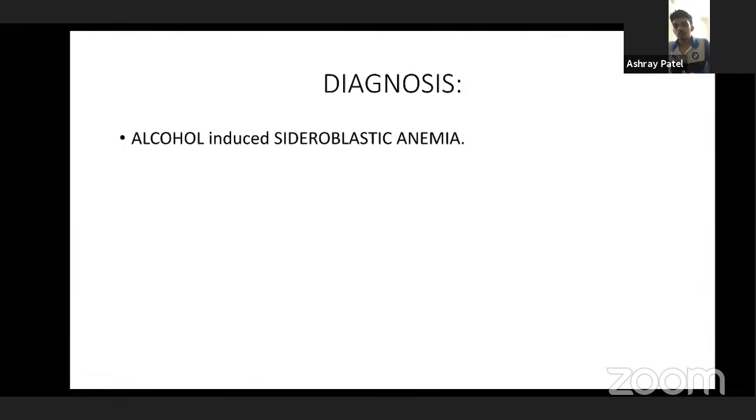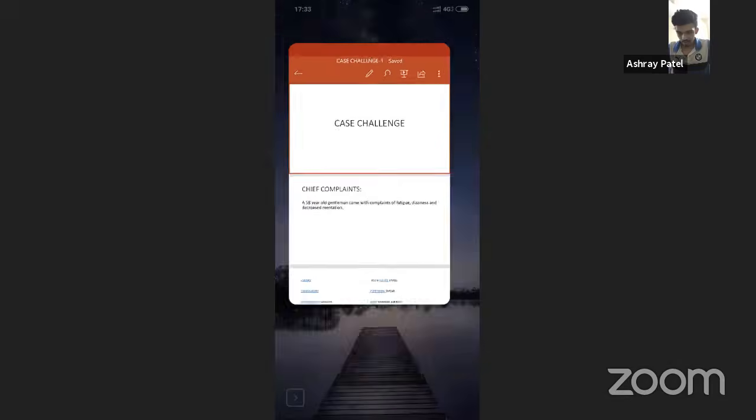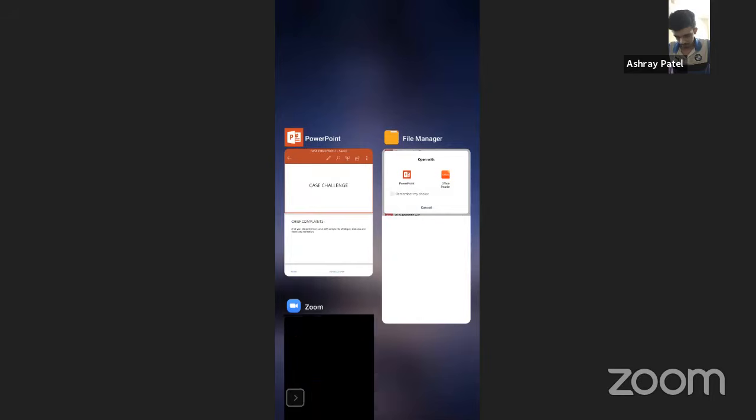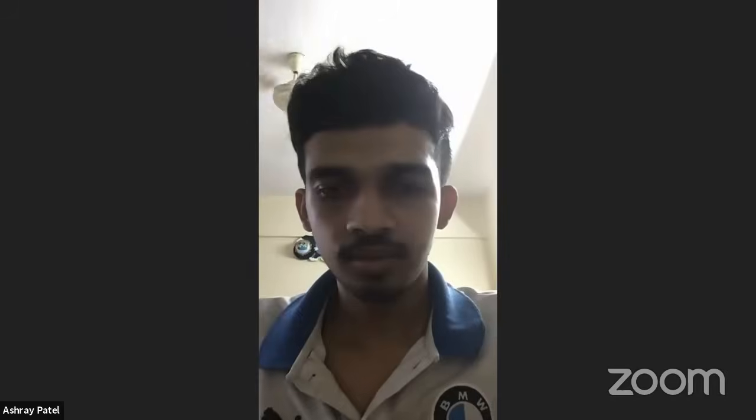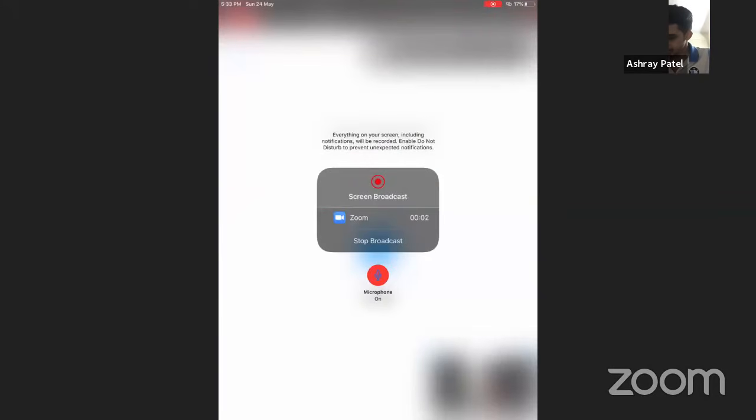So that was about how we approach a case. So let's now look at it in detail. Why altered mentation? It was just because he was under the influence of alcohol. Any doubts? No. So no doubts.